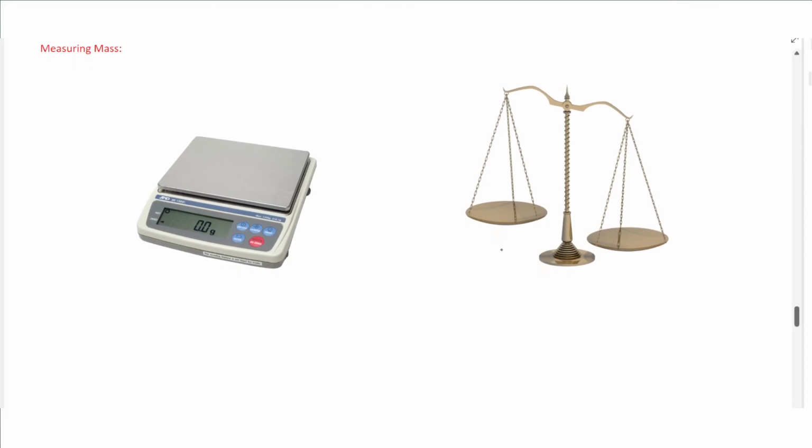As for masses, we have many devices. This one is called a top pan balance. A top pan balance is better when it's digital because it can read any value and it is accurate to either grams or 0.1 grams or 0.5 grams.